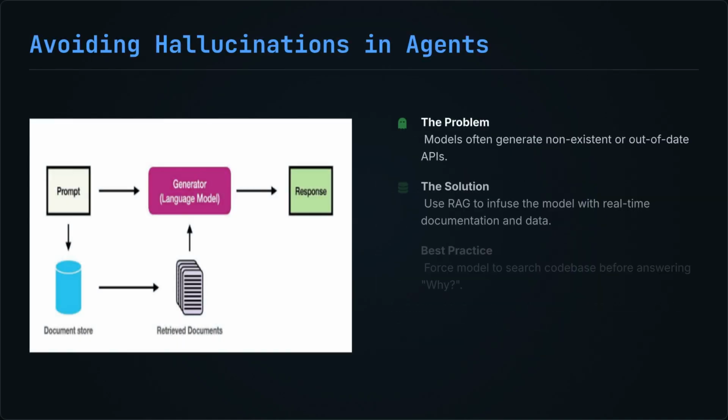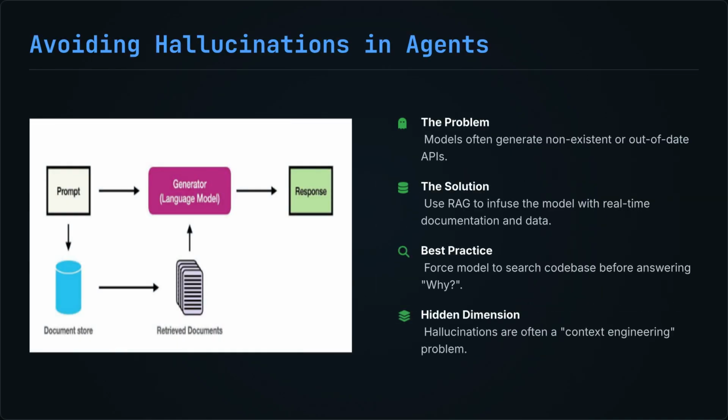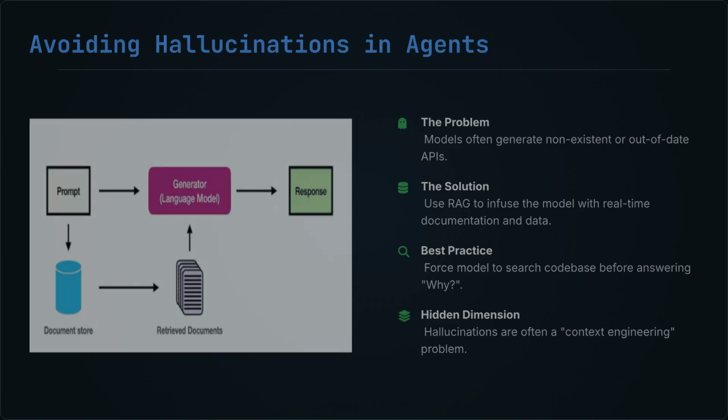To avoid hallucinations, which are often a, quote, context engineering problem, use Retrieval-Augmented Generation, or RAG. This infuses the model with real-time documentation and forces it to search the codebase before answering.